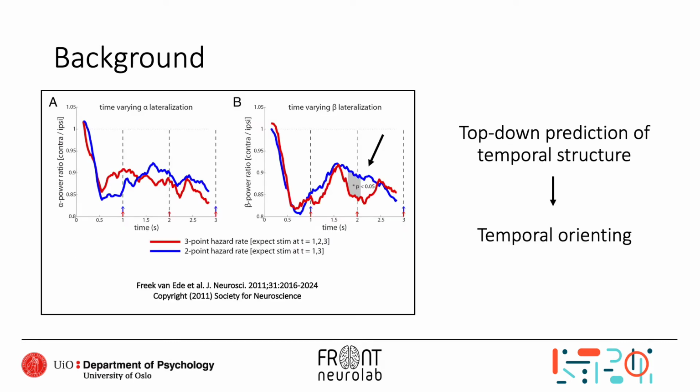It is also suggested that modulation of beta oscillations during temporal orienting could result from top-down prediction of temporal structure. For instance, in this study by Van Ede and colleagues, participants either expected a tactile stimulus at one of 3 or one of 2 time points. Here they found that the time course of lateralization differed between these 2 timing conditions, but only in the beta band. This suggests that beta band modulations might reflect expectations regarding the timing of forthcoming stimuli.